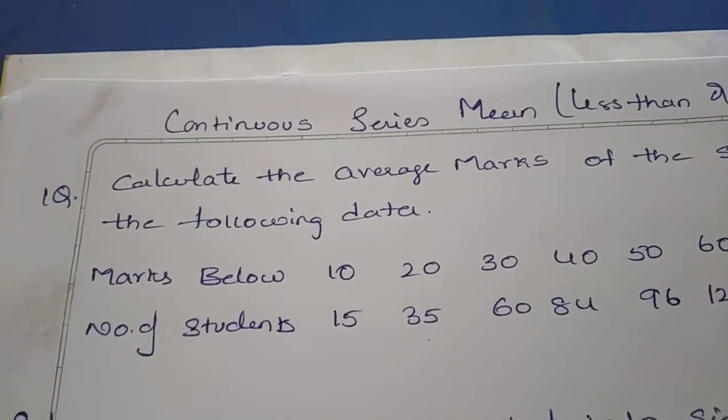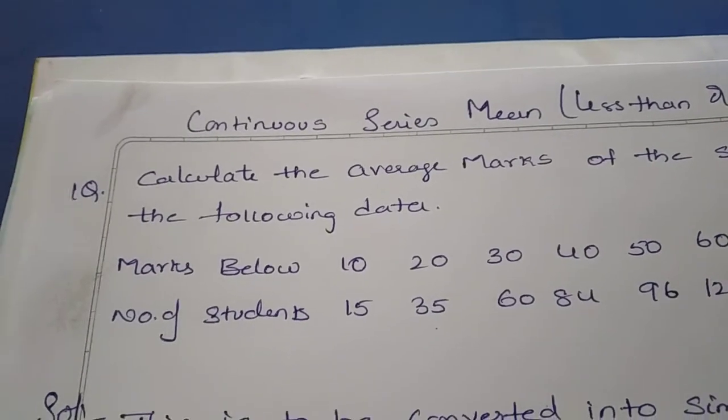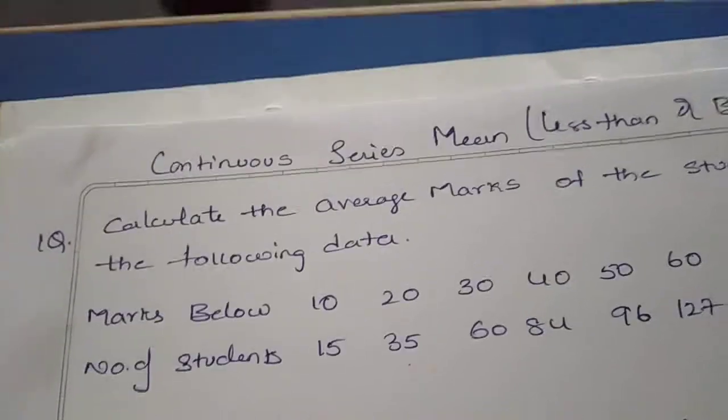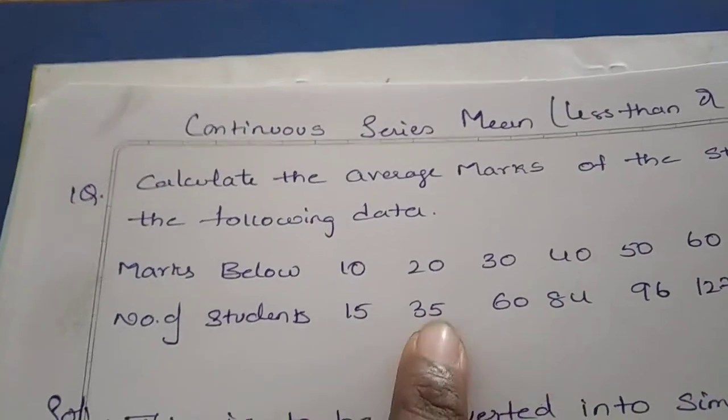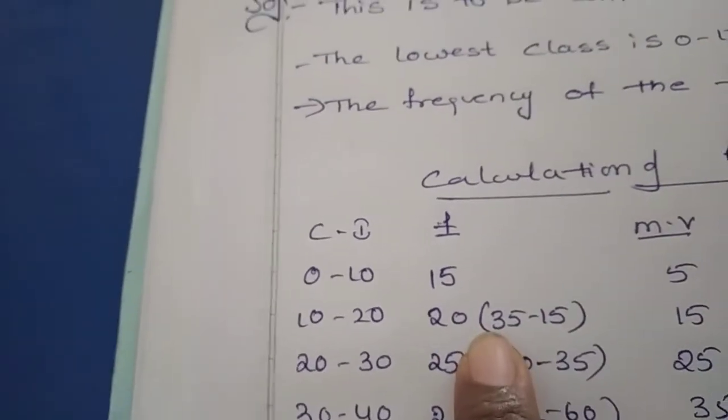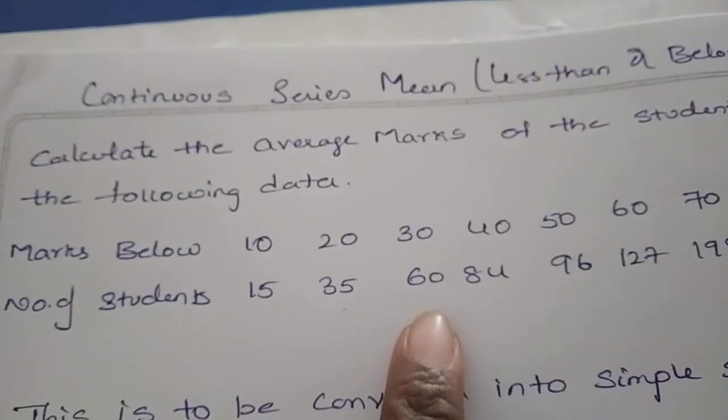10 to 20 is required. What is required? 10 to 20 is required. So for 10 to 20, how do we have to calculate? 35 minus 15. That's what I have done here. 35 minus 15.